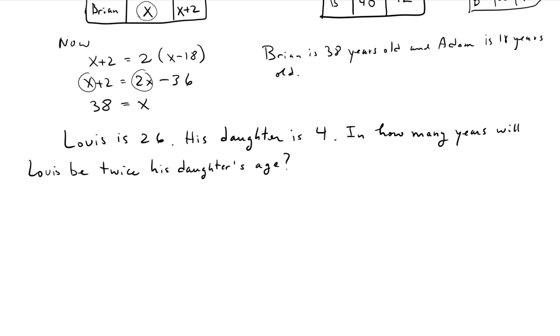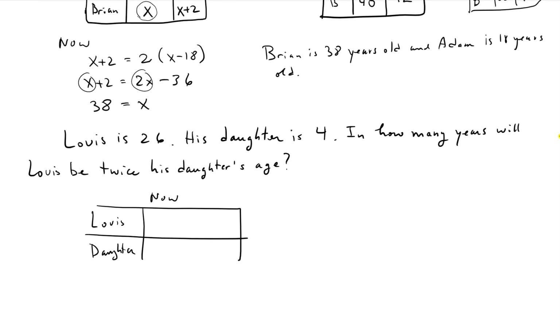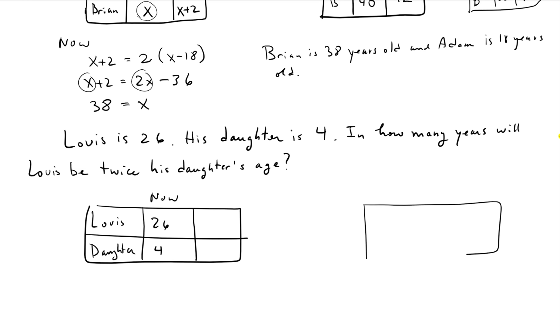Louis is 26. I've got Louis, and I've got Louis's daughter. His daughter is 4. So we know their ages right now: Louis is 26, daughter is 4. In how many years will he be twice his daughter's age? We don't know. If you're again confused about this, try to fill in the table with some values. Probably not going to work, but at least you'll have a feeling of what to do. Let's say I think it's going to be in 4 years. So that would be plus 4.